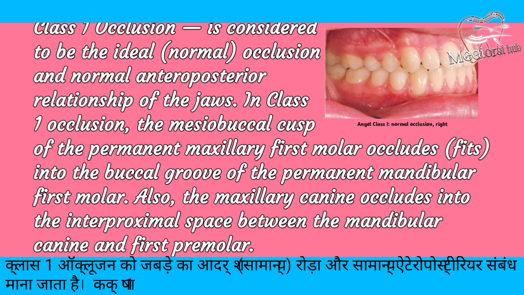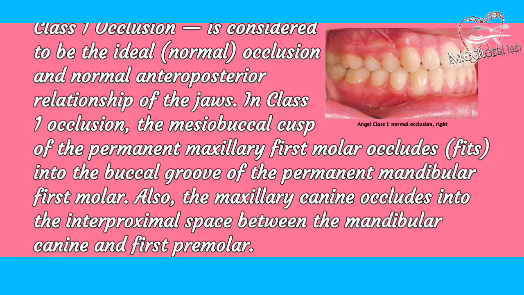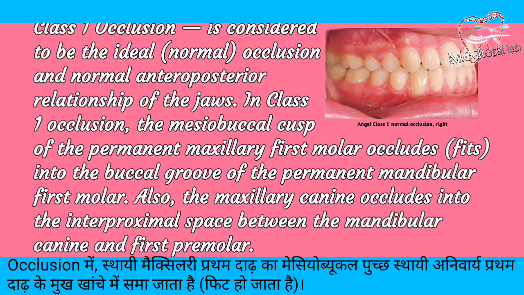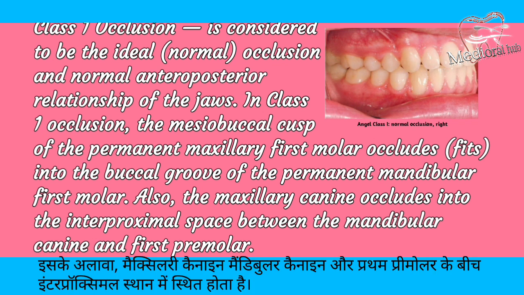Class 1 occlusion is considered to be the ideal, normal occlusion, with a normal anteroposterior relationship of the jaws. In class 1 occlusion, the mesiobuccal cusp of the permanent maxillary first molar occludes and fits into the buccal groove of the permanent mandibular first molar. Also, the maxillary canine occludes in the interproximal space between the mandibular canine and first premolar.